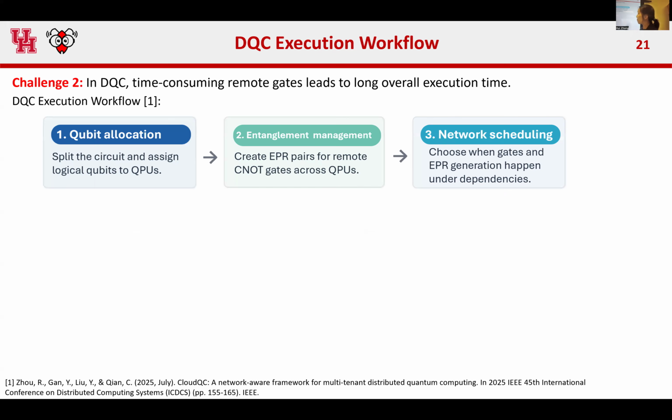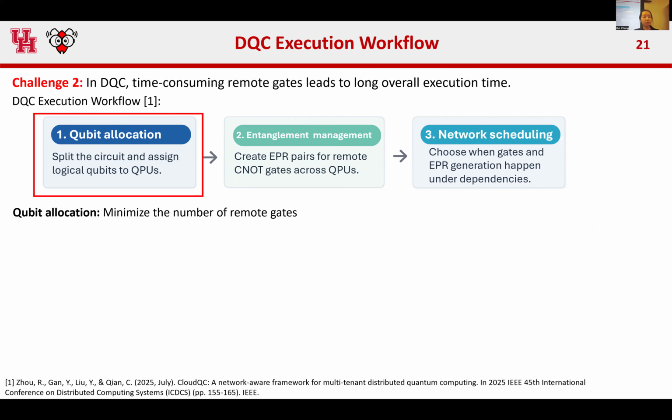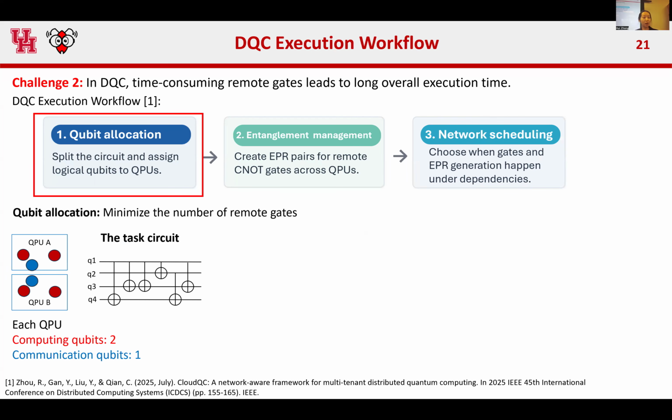Before we talk about our paper, we first give some background about the basic DQC execution workflow. It has three steps. The first step, qubit allocation, aims to minimize the number of remote gates. I will give you an example to better understand that. We have a 4-qubit circuit, and each QPU has a capacity of 2 computing qubits and 1 communication qubit. So we need at least 2 QPUs to solve this task.